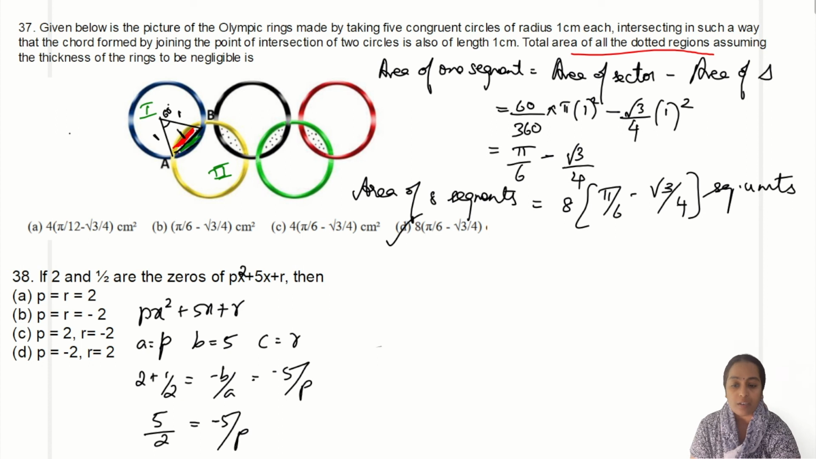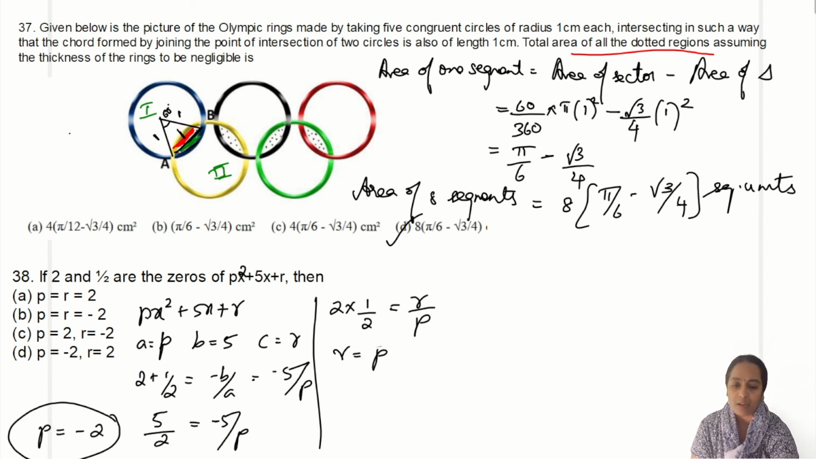Okay, now product of zeros. The zeros are 2 and a half. Product of zeros will be 2 into 1 by 2. It's going to be c by a. C is r, a is p. So r by p. So here 2 gets cancelled. So you have r equal to p. So what do you have? 5 gets cancelled. P is minus 2 you have. Here you have r equal to p.